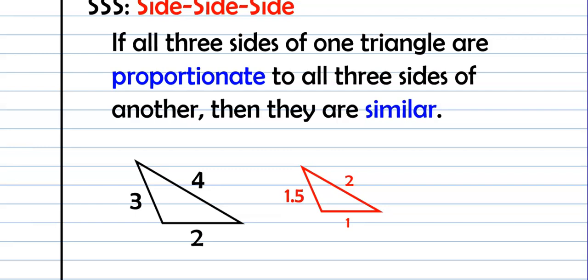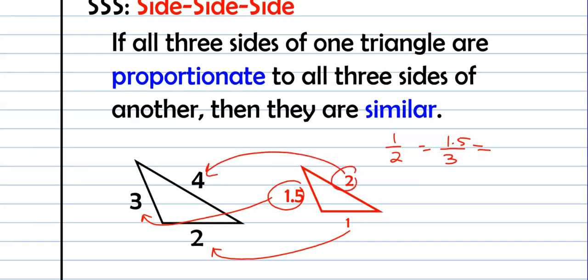I tried to pick easy numbers so you could see what's going on here. Because 1 divided by 2 is the same as 1.5 divided by 3, which is the same as 2 divided by 4, those are all equal to a half, right? The bottom numbers are exactly twice as big as the top numbers. Because that's true, those triangles would be similar by side, side, side.